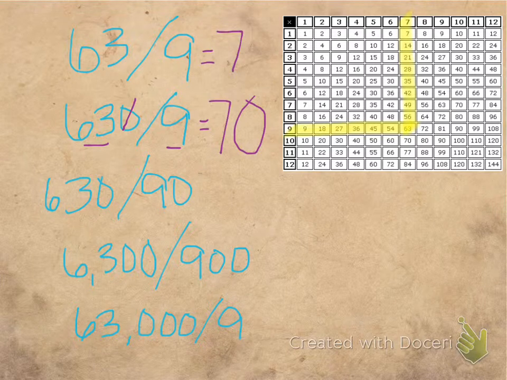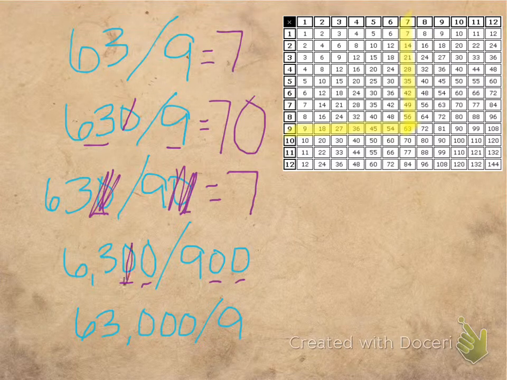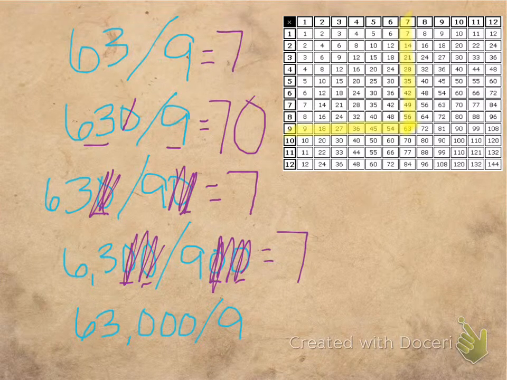630 divided by 90, since I have a 0 here and a 0 here, they completely cancel each other out. So I just have 63 divided by 9, which is 7. Here, I have 6,300 divided by 900. So I have 1, 2 zeros, 1, 2 zeros, which means they completely cancel each other out, which again, 63 divided by 9 is 7.